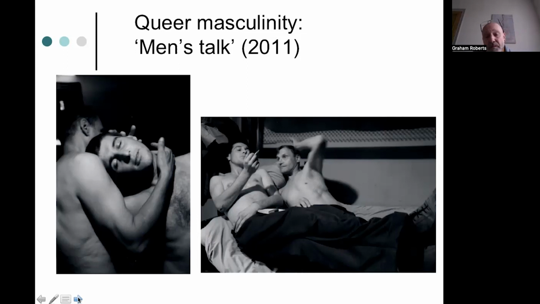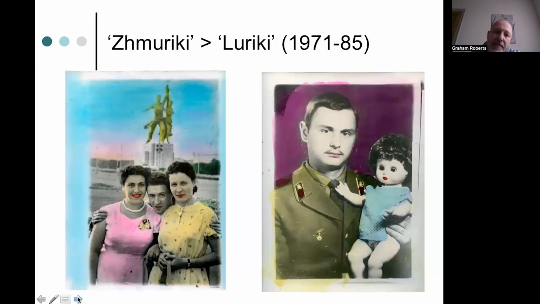Now, that brings me closer, ever closer to the picture I wanted to tell you the story of today. Now, this Luriki from 1971 to 1985. This is the Brezhnev era in the USSR, which was known as a very, culturally very repressive era. Zhmuriki is the word meaning those who wink, and it's the nickname that grave diggers give to the dead.